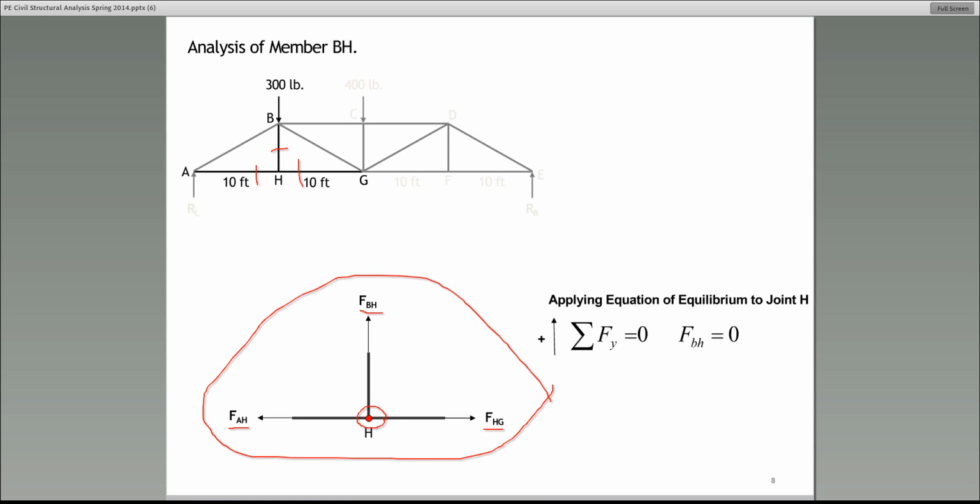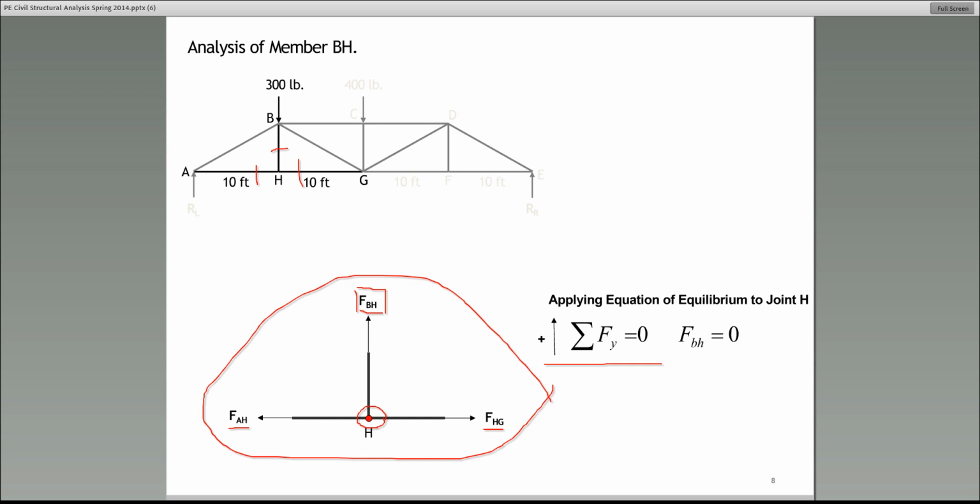What are you solving for? We're solving for FBH. All right? So the unknown would not even show up in the summation of forces in the x direction. However, if you sum the forces in the y direction, as we have done here, assuming y going to the top is positive, what do you get? FBH positive. Is there anything else in the y direction at the joint H? The answer is no. Therefore, FBH would have to be equal to 0.